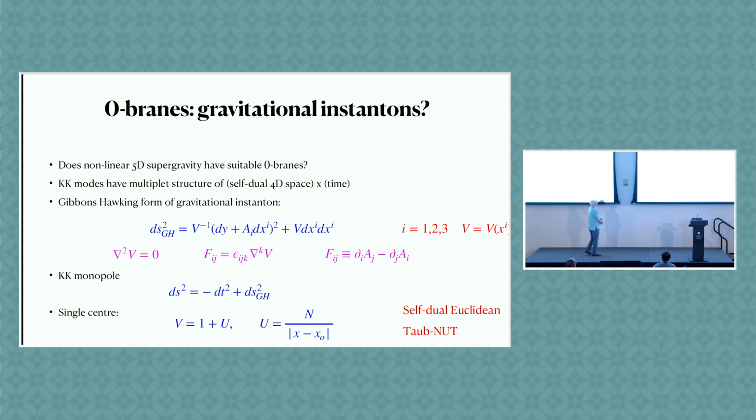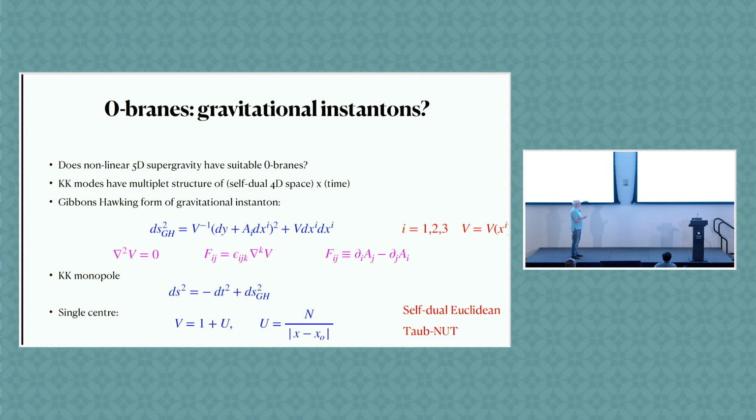As Neil anticipated, there's an interesting question about what these objects are. So does the nonlinear supergravity have suitable naught branes? The Kaluza-Klein modes would have the multiplet structure associated with a self-dual 4-dimensional space times time. And so a natural place to look is a gravitational instanton.